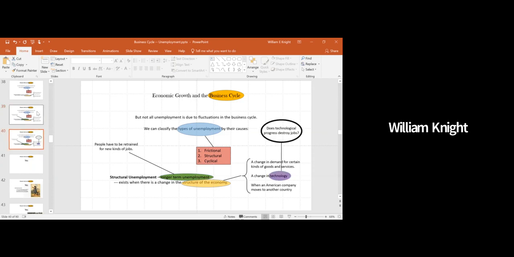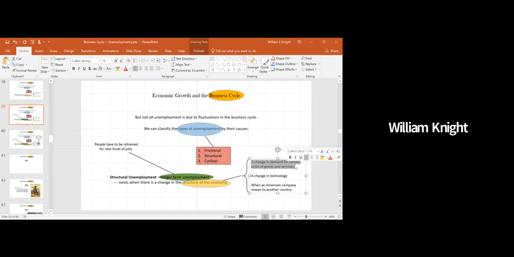Let's go back to this one. An example would be when a change in the demand for certain kinds of goods and services exists. Now, what would cause this? I don't know, maybe a change in consumer tastes and preferences or something like that. I know that the 9/11 attacks in September of 2001 reduced the demand for air travel.